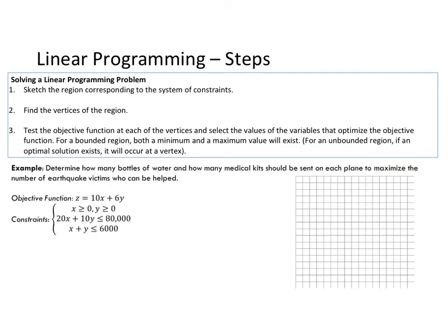When we're solving a linear programming problem, the first thing you'll want to do is sketch the region corresponding to the system of constraints. So that means you're going to graph. Then you're going to find the vertices of the region you just sketched. Okay. Then you'll use the objective function or the z equation at each of the vertices and select the values of the variables that optimize the objective function.